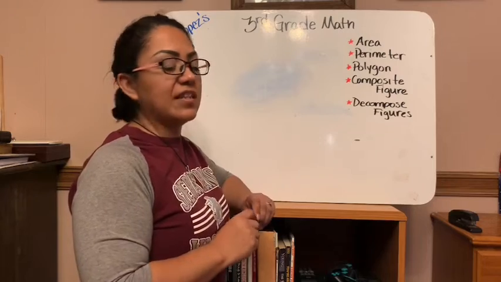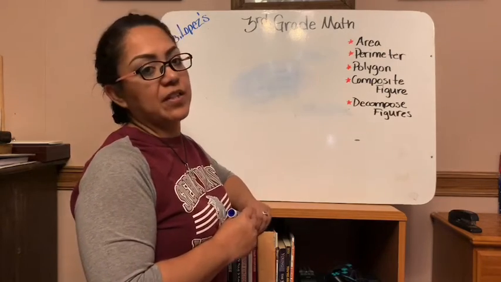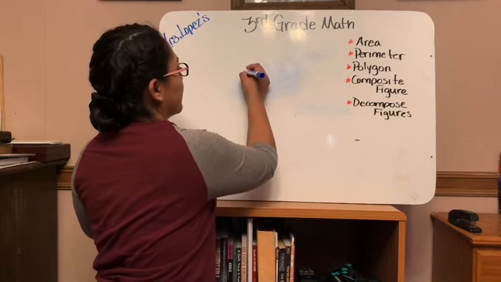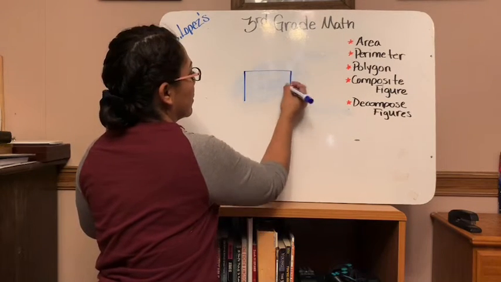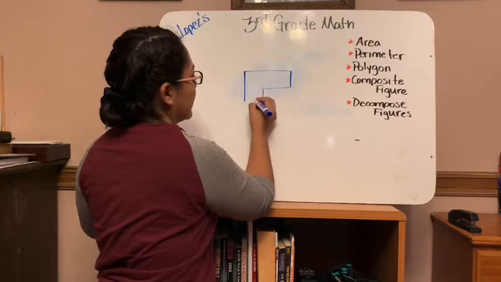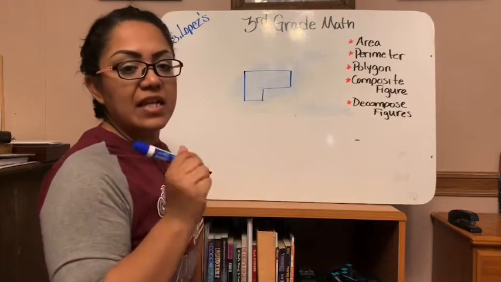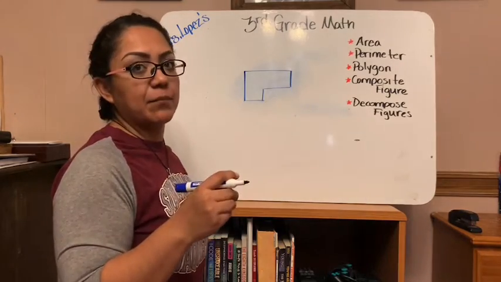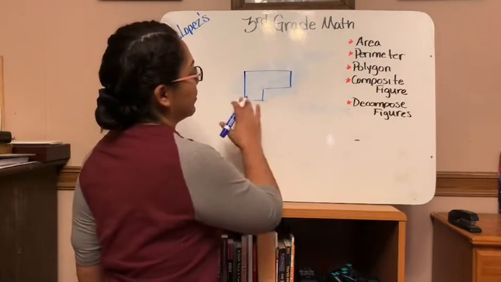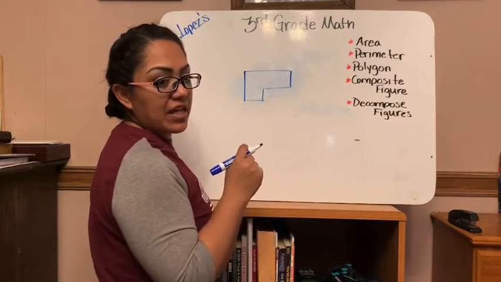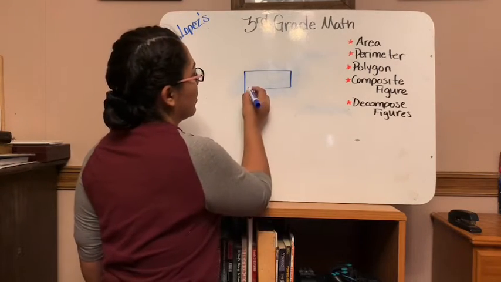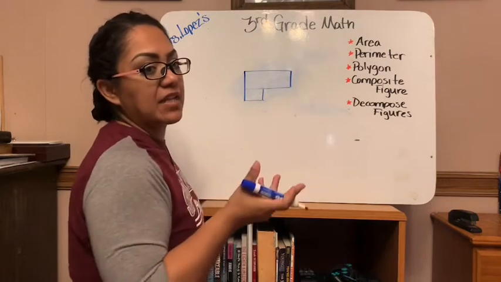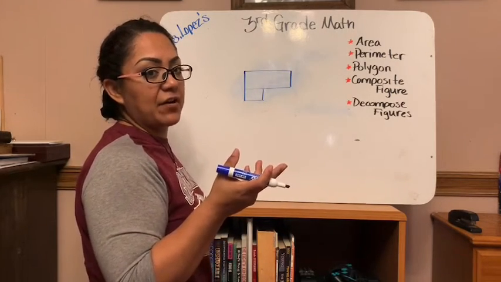Okay, composite figures and decomposed figures kind of go together. So a composite figure, which may look something like this, is a figure or shape that can be divided into more than one basic shape. We may need to cut this up. For example, if we are finding the area of the composite figure, we may need to make it into 2 separate quadrilaterals, and that would make it easier to find the area.